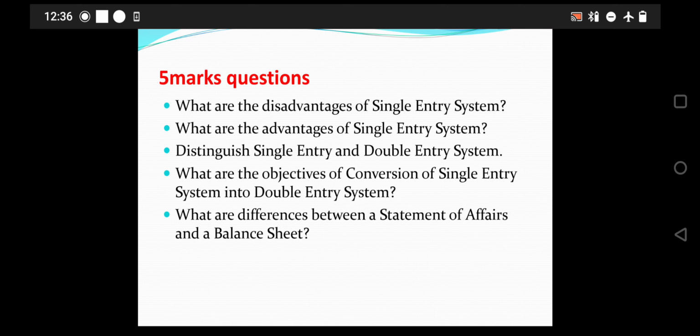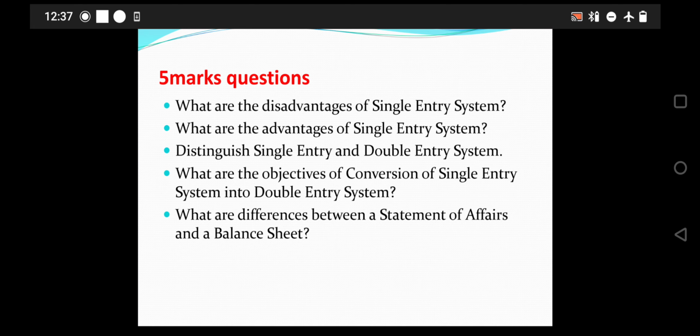And what are the objectives of conversion of single entry system into double entry system? The advantages are around 7. I may tell you the first one: to find out the correct profit, to find out the true and fair financial position of the business, to make accounting ideal and reliable, to make accuracy of accounting records, to make meaningful analysis of financial statements, to enable taking effective steps for improving the financial position, and to enjoy all the benefits which the double entry system of bookkeeping provides. This comes under the objectives of converting from single entry to double entry.